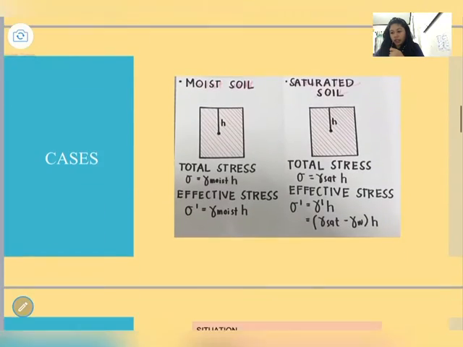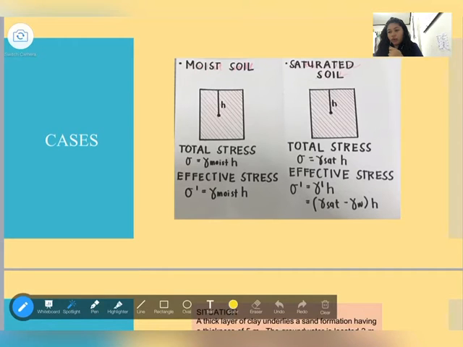The third one is when the soil is moist. Even though it is said to be moist, the pore water pressure is disregarded. As in dry soil, the total stress and the effective stress are equal. In saturated soil, there is already water pressure. The total stress is the saturated unit weight times H at any point, and the effective stress, sigma prime, is the effective unit weight times H. The effective unit weight is just the saturated unit weight minus the unit weight of water.